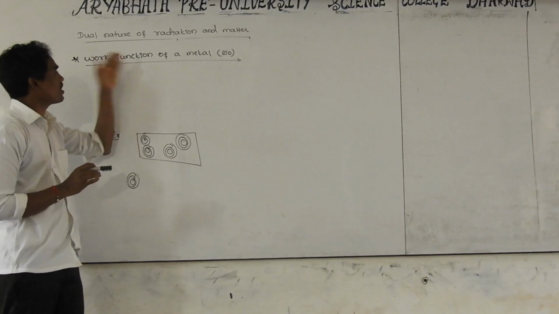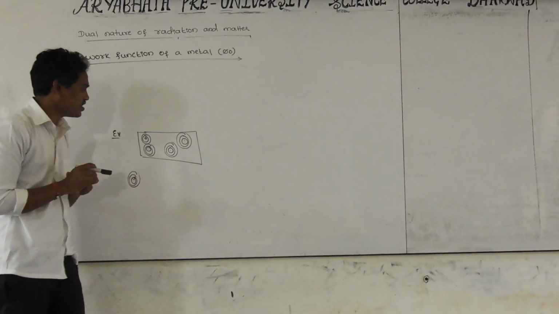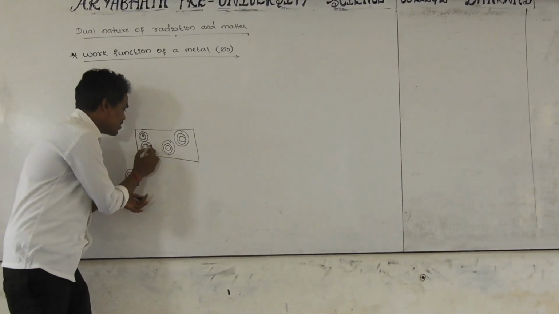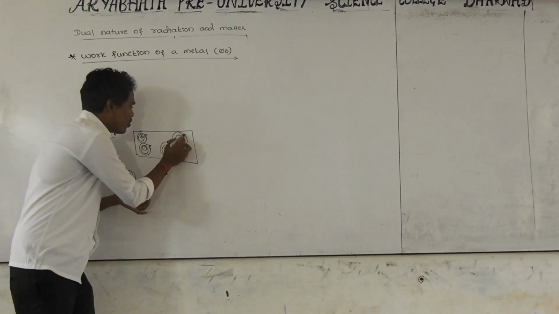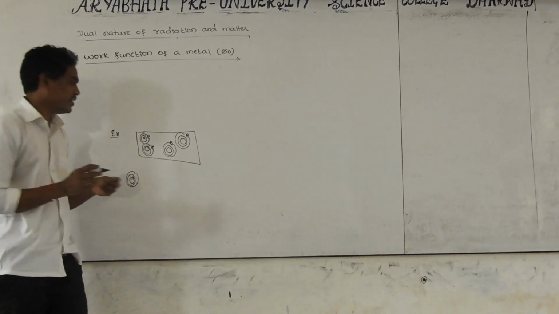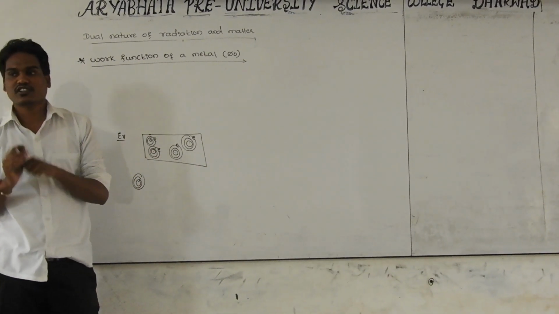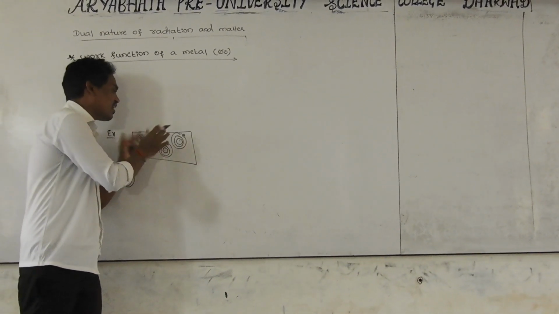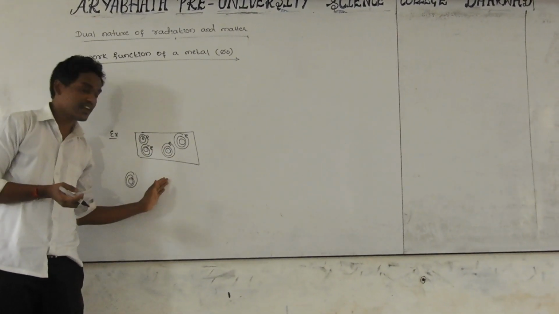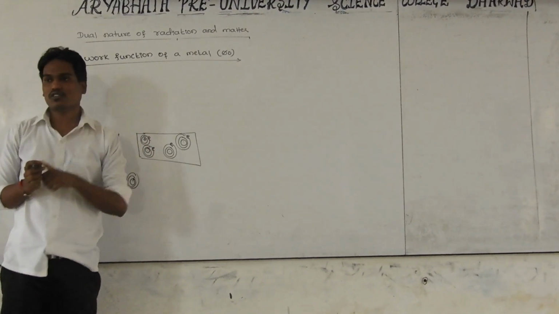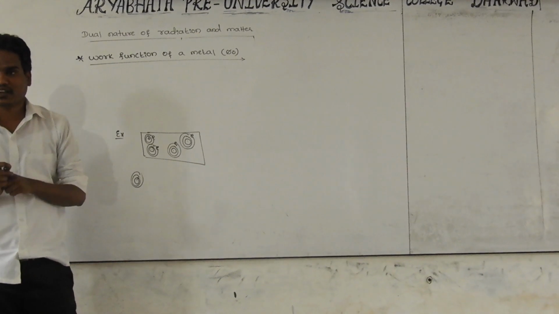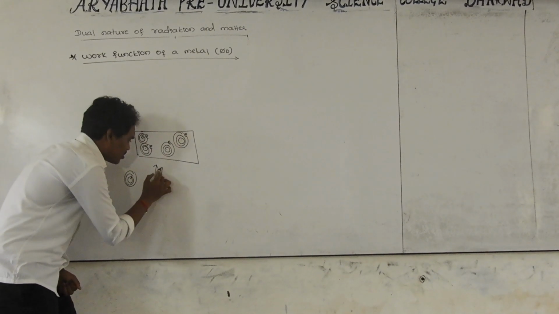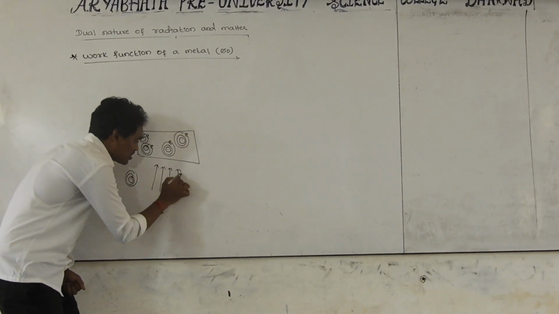Now, in order to study the work function as a concept, let us consider these are the outermost electrons of each and every atom. Our intention is to emit an electron from the surface of the metal. Then what to do? Until and unless you supply some external energy to the atoms, these electrons are not ejected from the surface of the metal. So I am supplying some external energy.